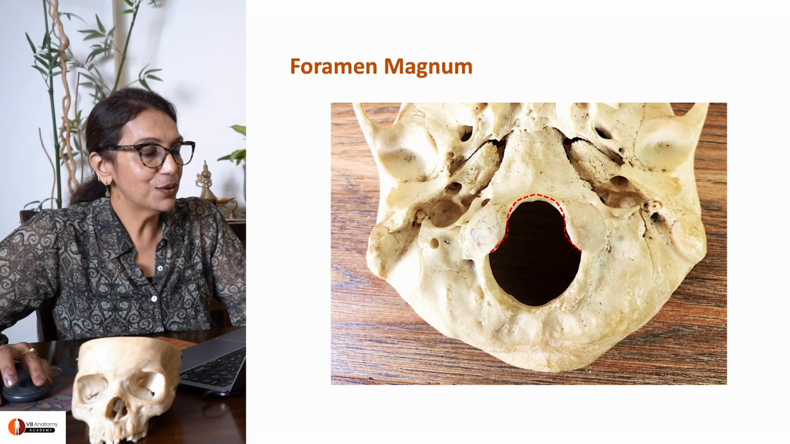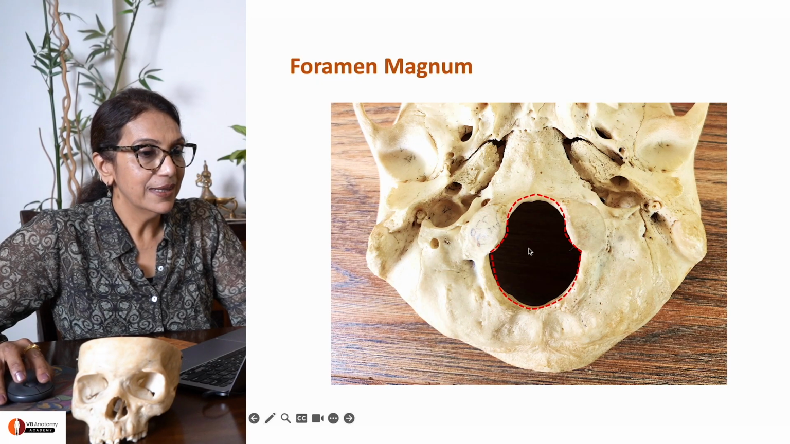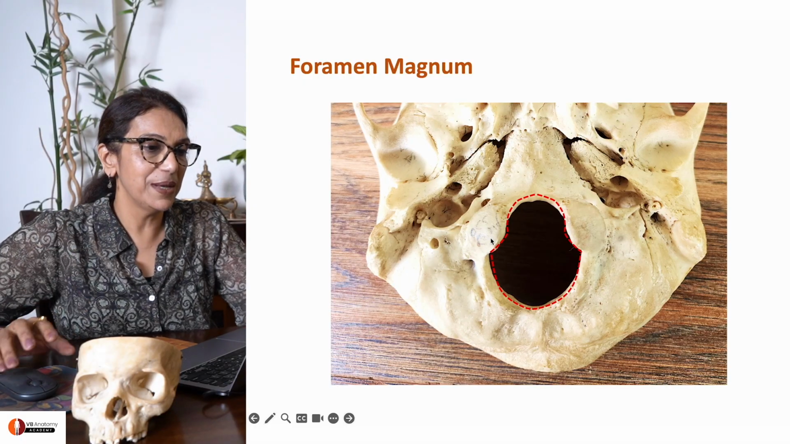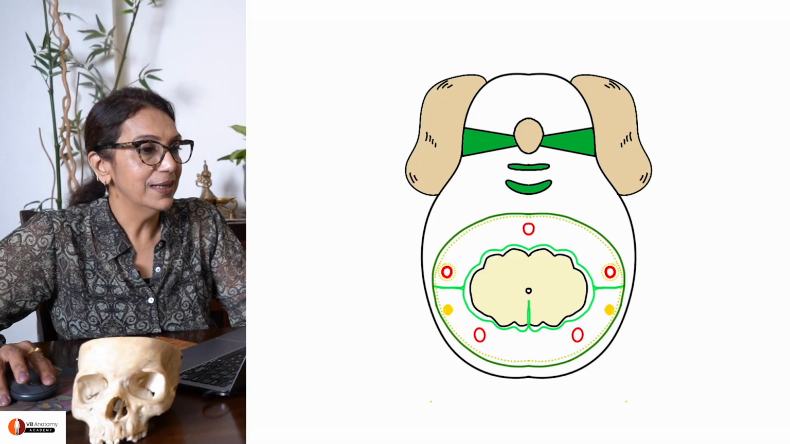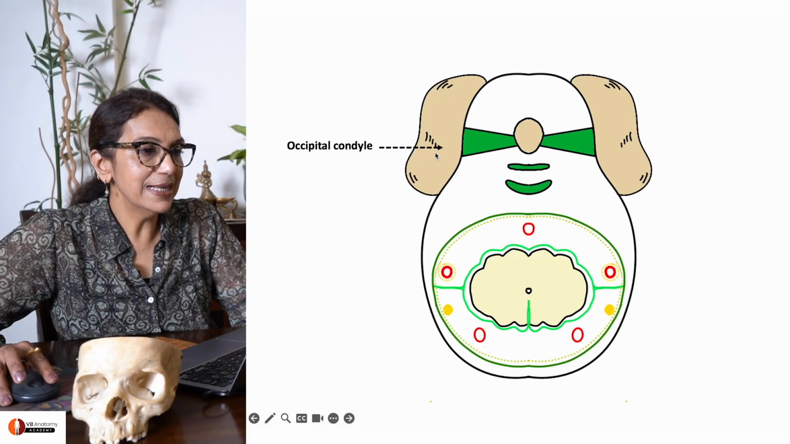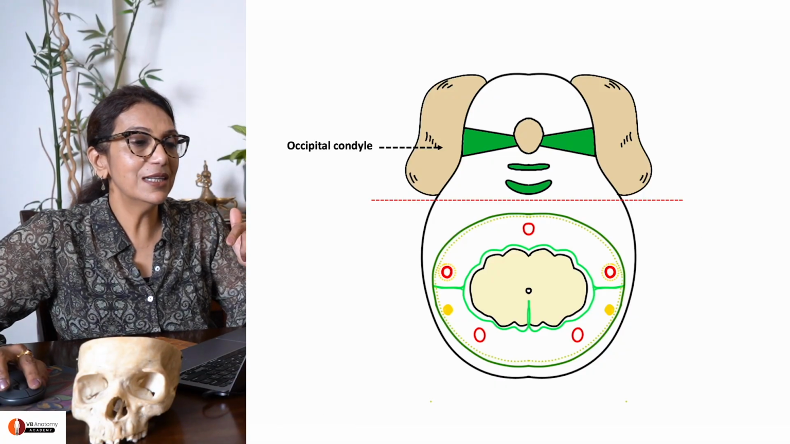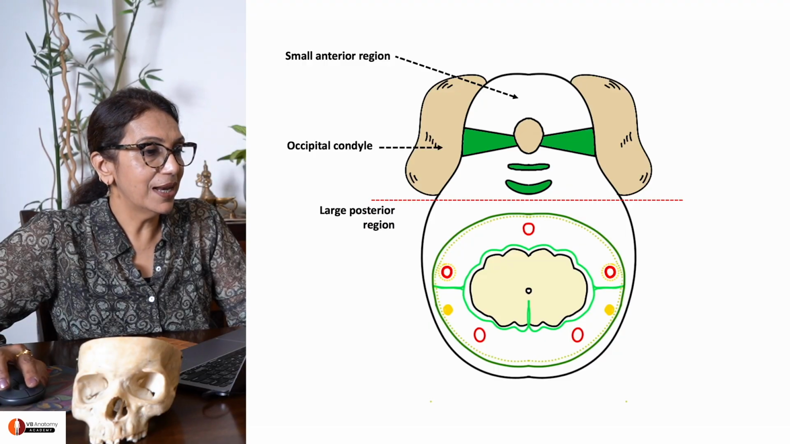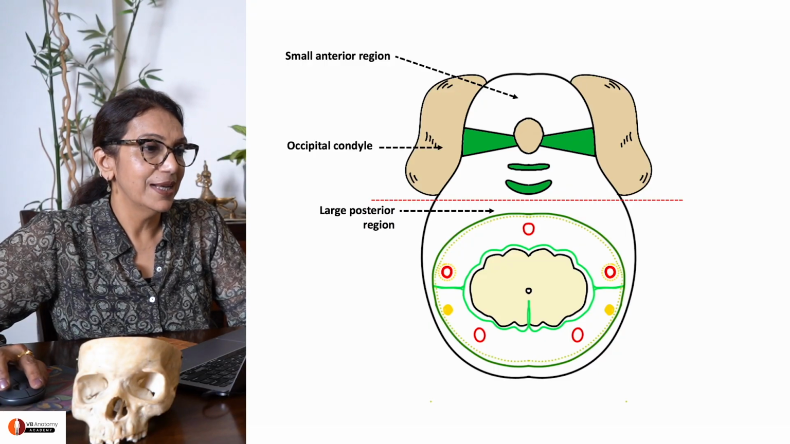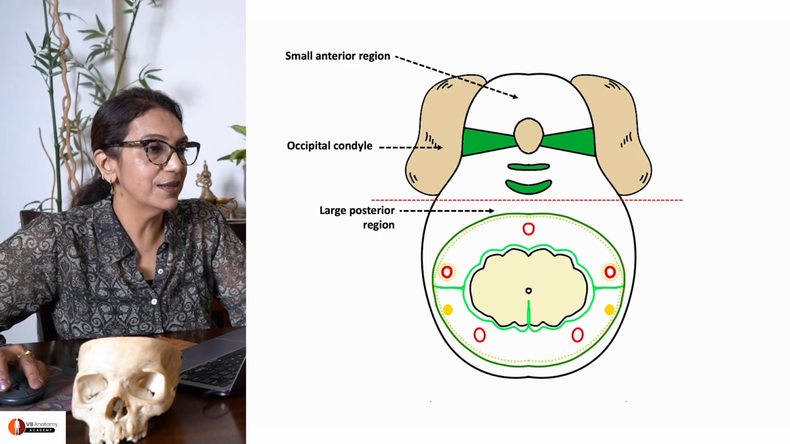So you can see that foramen magnum is anteriorly narrow, posteriorly wide. The narrowness is because of the two occipital condyles coming into the space from the side. This is a diagram which is showing you the same thing. These are the two occipital condyles. If you draw a line behind them, you can see the foramen magnum divided into a small anterior region and a large posterior region. Let's understand what you will find in the anterior region, what you will find in the posterior region.